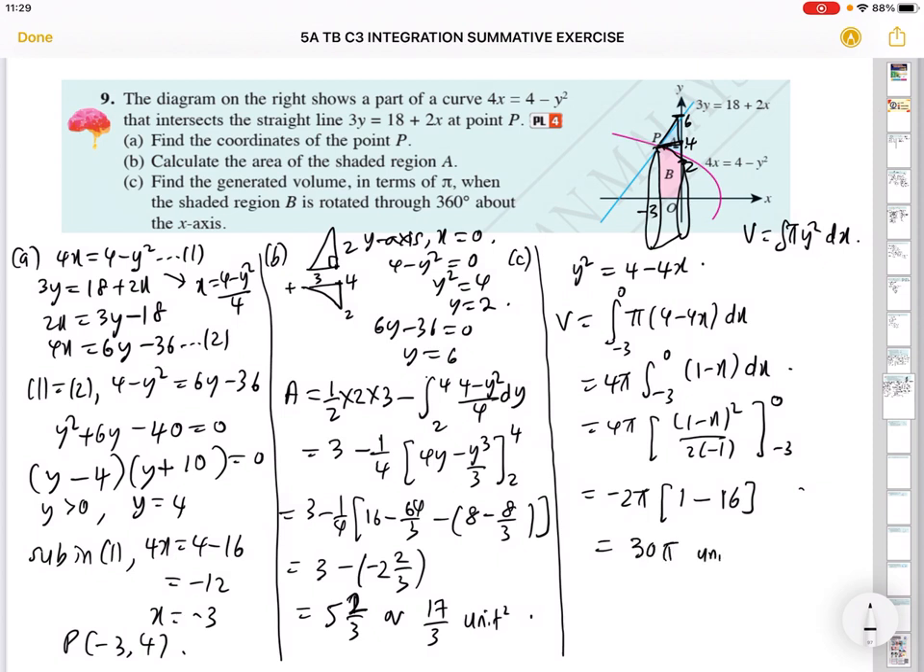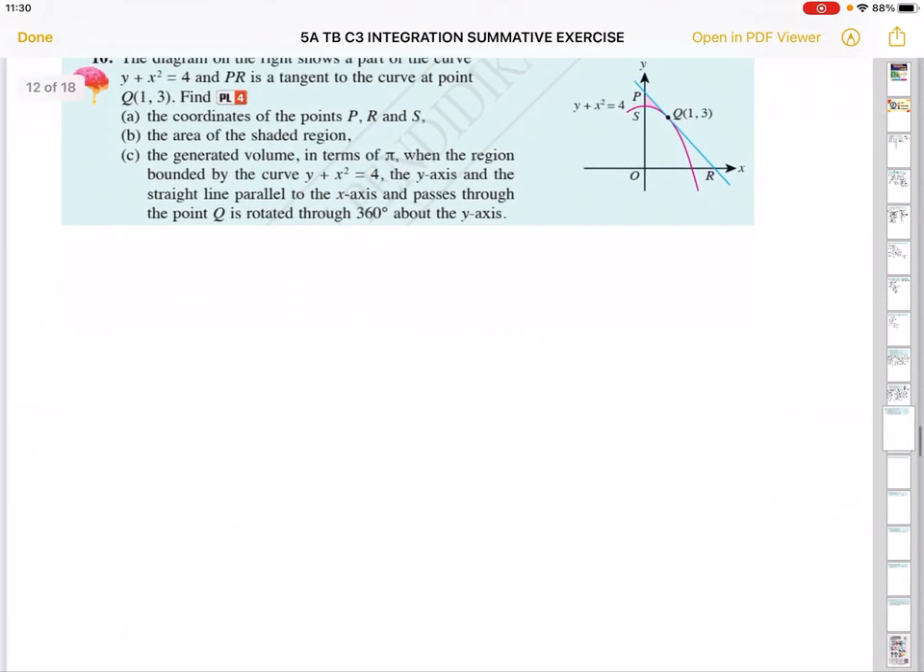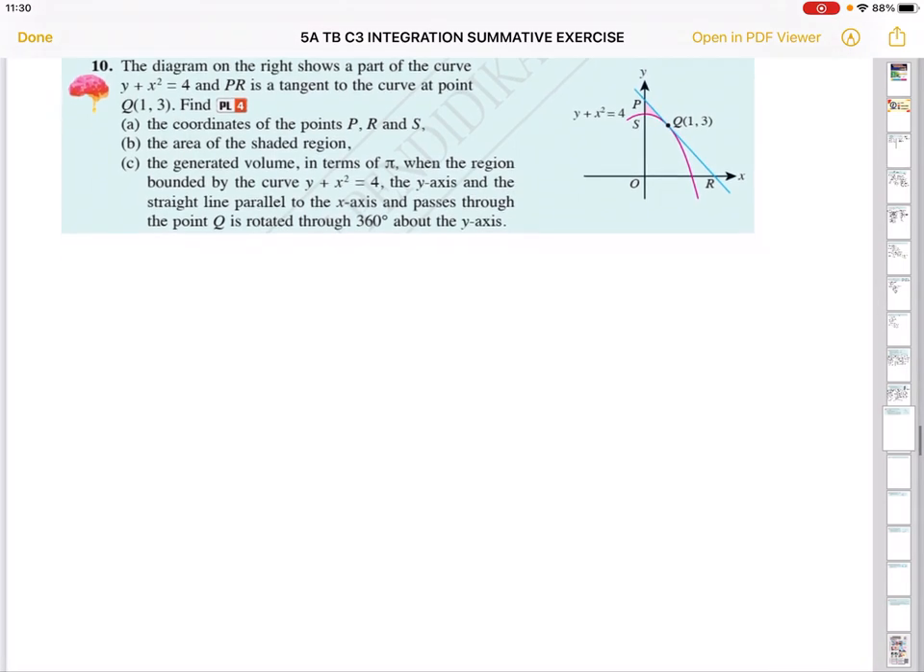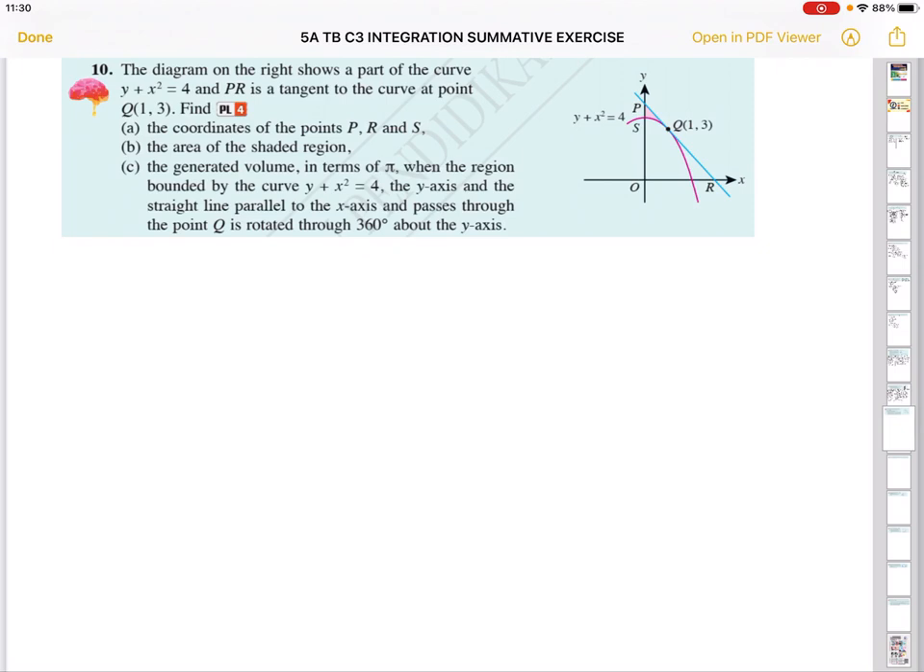All right, next question number 10. Yeah, we got a lot of questions to go, right? Still quite a bit of questions to go. All right, so in this question, we are finding first the coordinate points P, R, and S. Okay, again, we have to solve simultaneous equations.